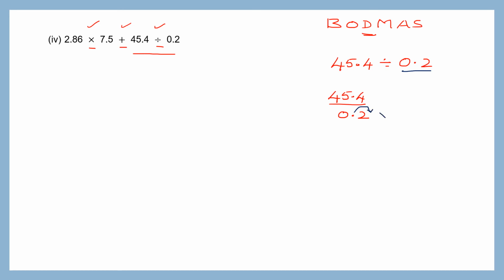That means I need to multiply this by 10. If I multiply the denominator by 10, I need to multiply my numerator also by 10. So again, here also the point moves one place to the right. So now what do I have? 454 divided by 2. Let's do that division.